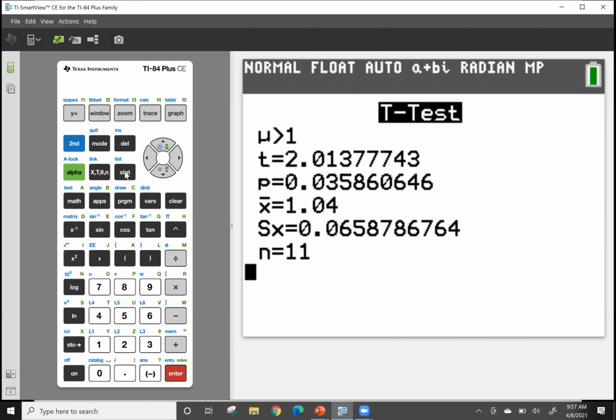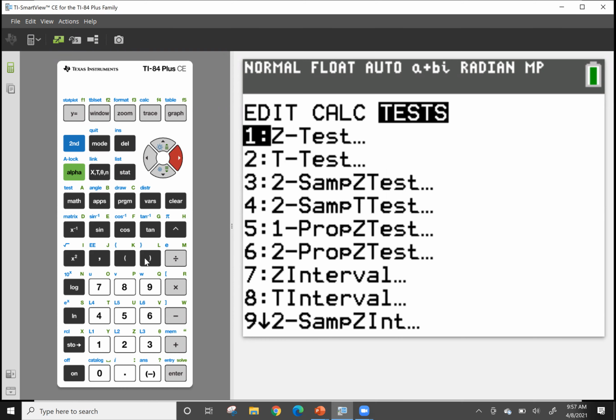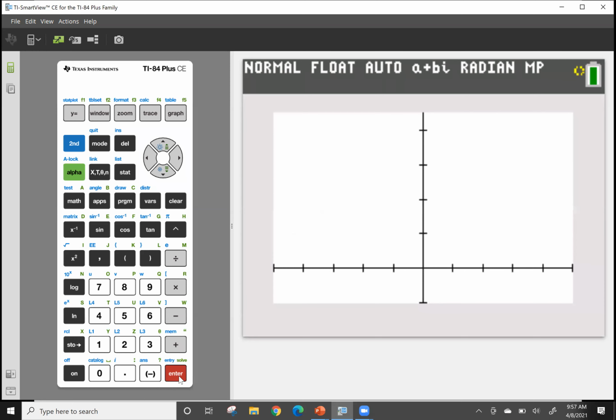So if I go back to my stat menu and I go to my t-test, number 2, and instead of calculating, let's go down here and draw. Now, what I should have done is make sure I don't have anything in my y equals or my stat plots on, because if I do, it's going to spasm. Let me quick check. There it goes.